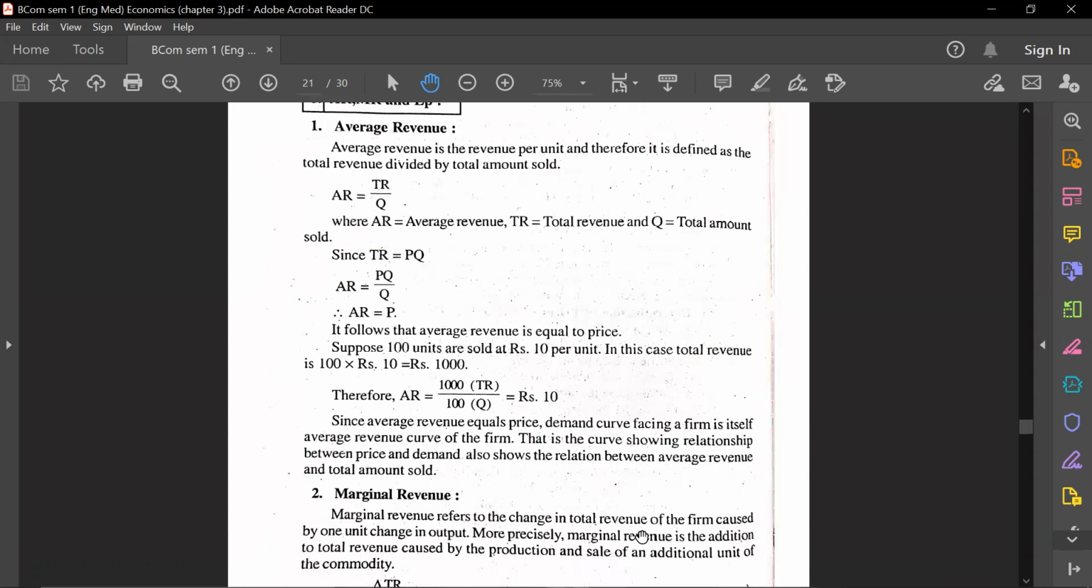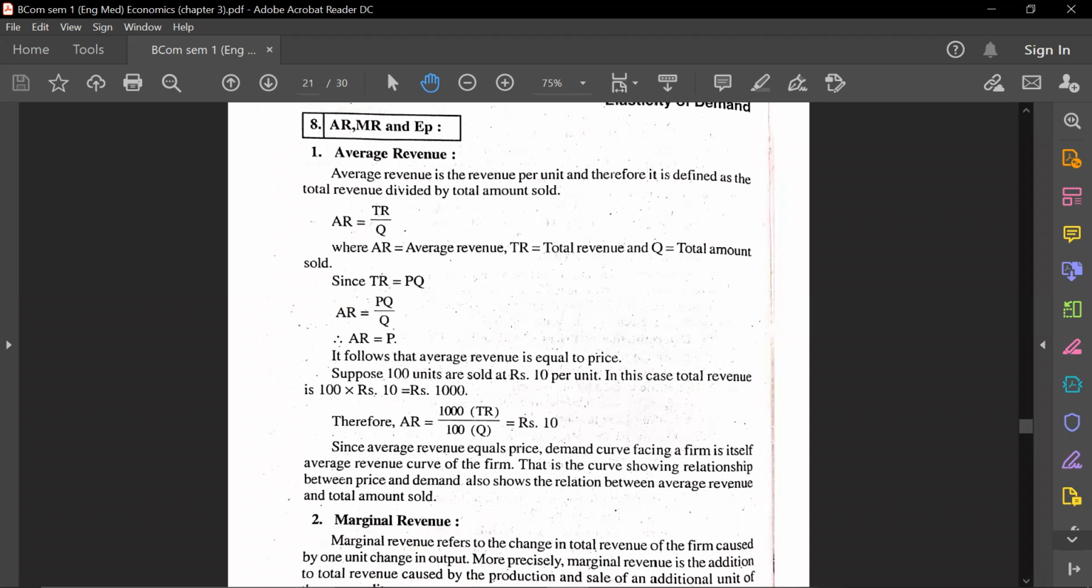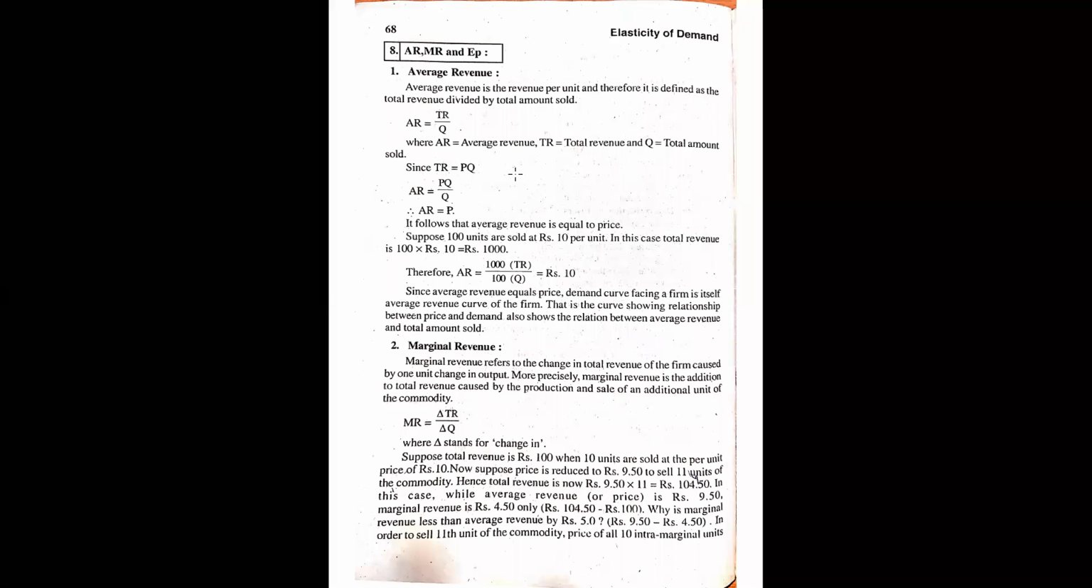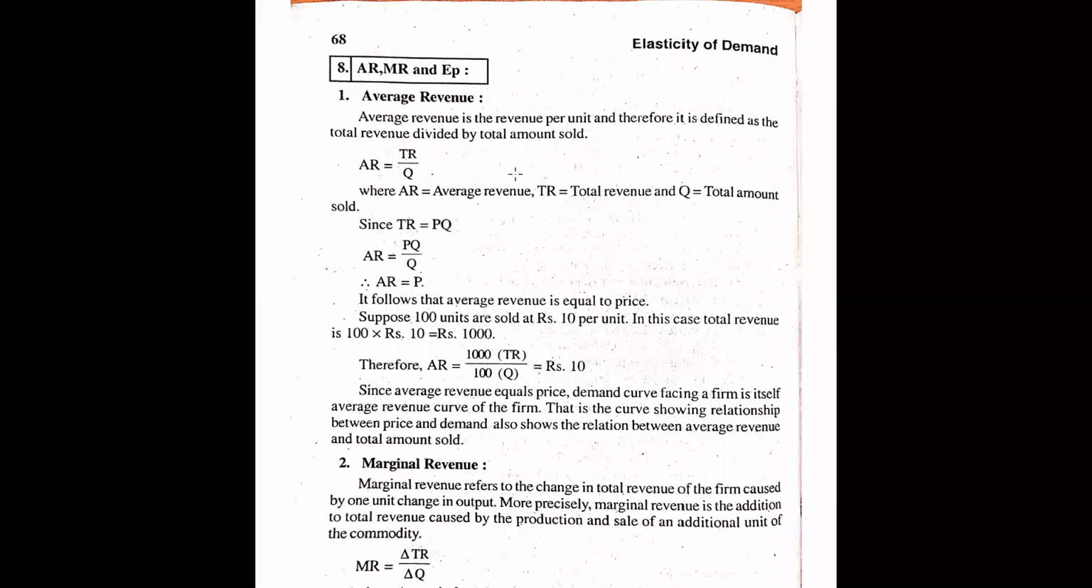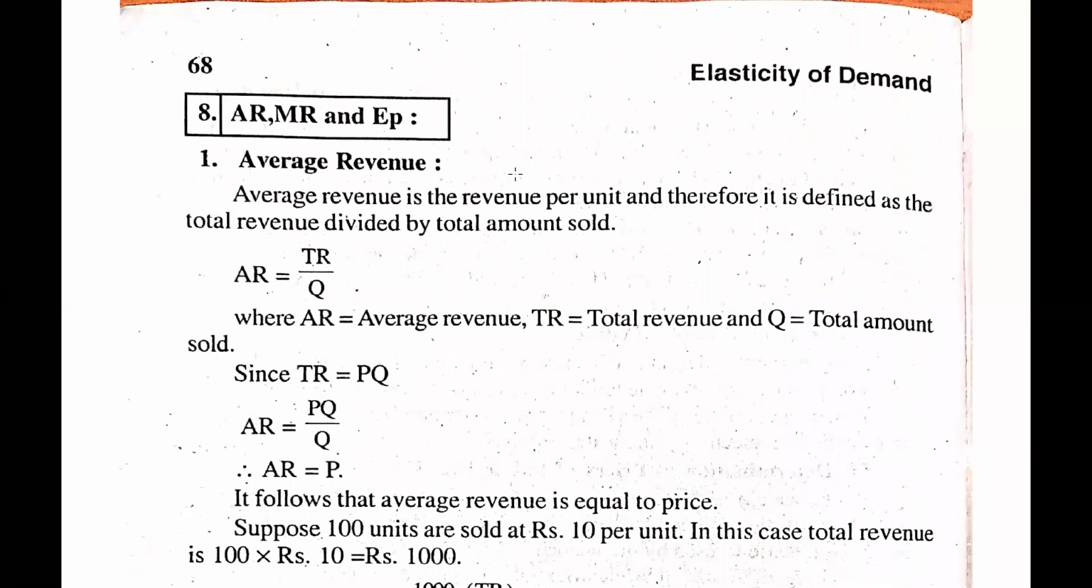This was our last point of discussion in this chapter. And guys, as you can see, today we are going to start from the point average revenue, marginal revenue, and elasticity, or price elasticity of demand. So let's start with this point. I have zoomed the page so that you can read it well. And first of all, we will see average revenue.